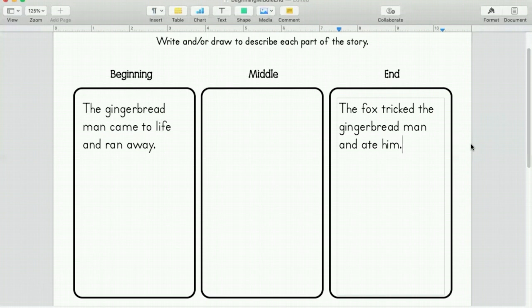Now the middle. Everything else that happened in between the beginning and the end is the middle. But we want to think about a way to sum that up and just tell 1 or 2 sentences about the middle of the story.